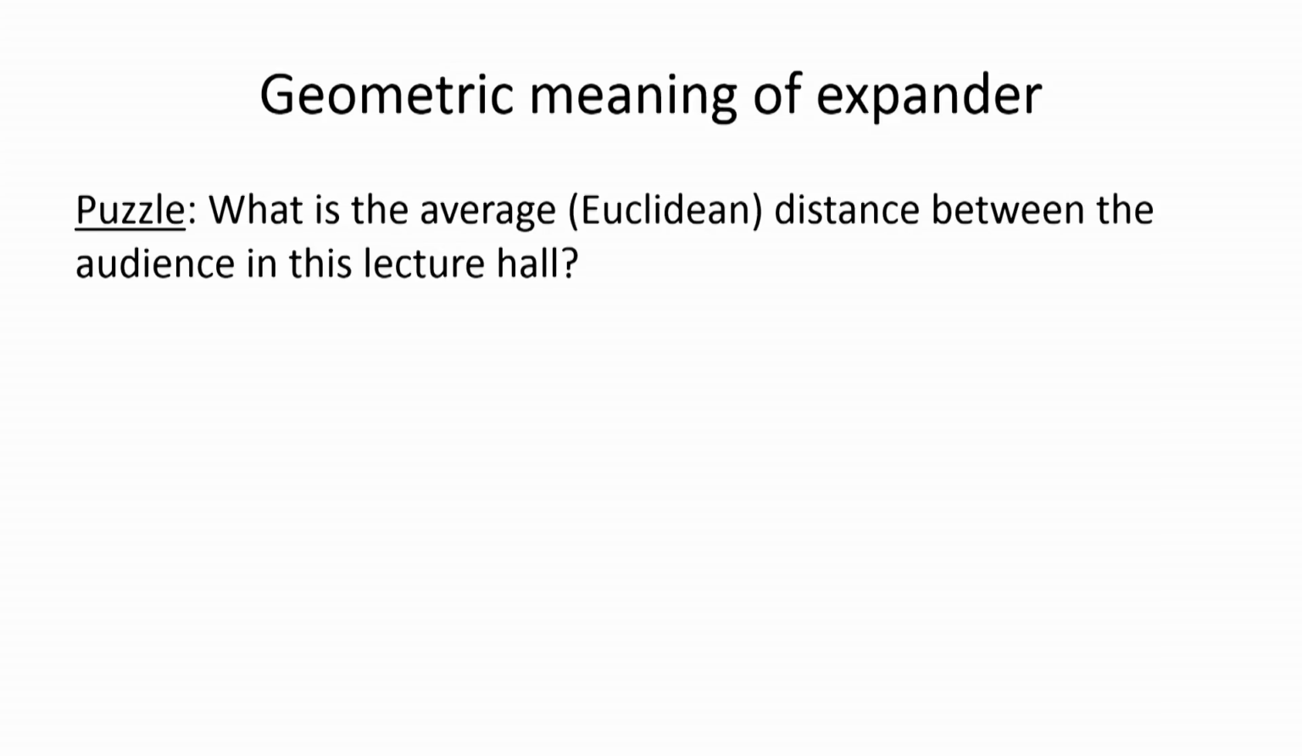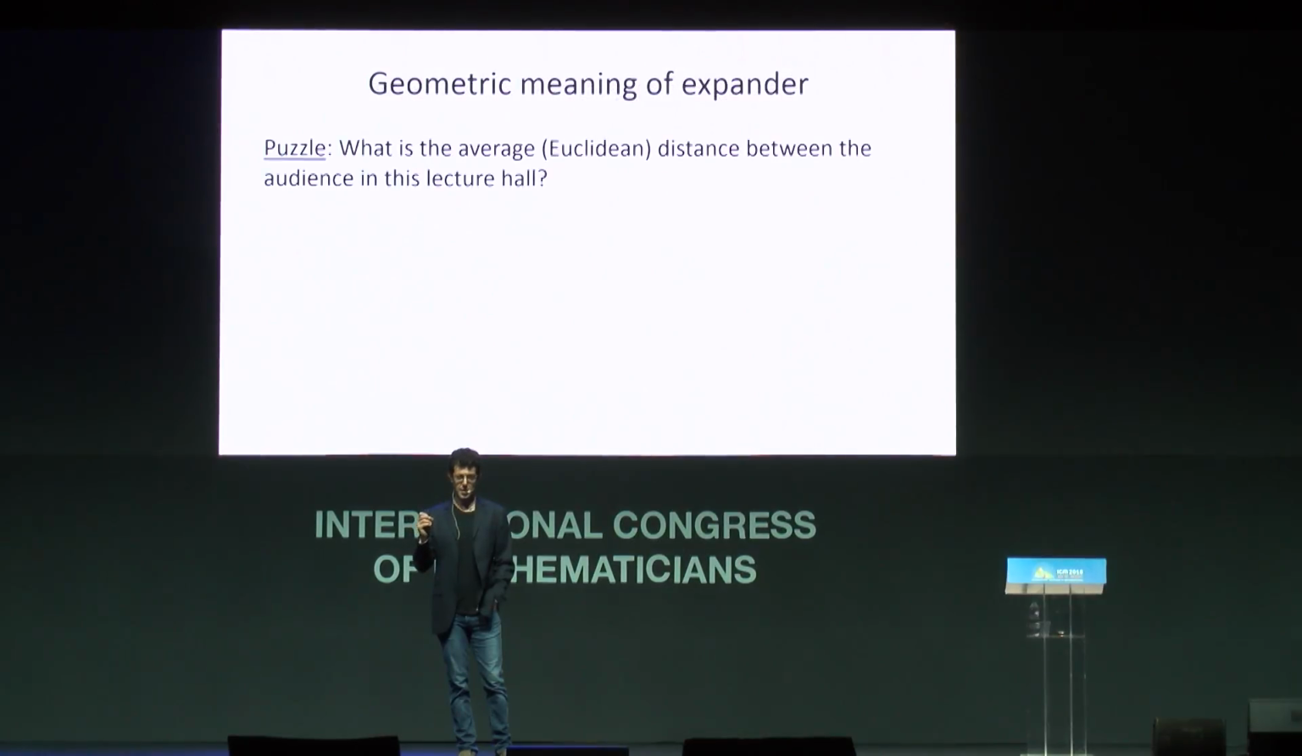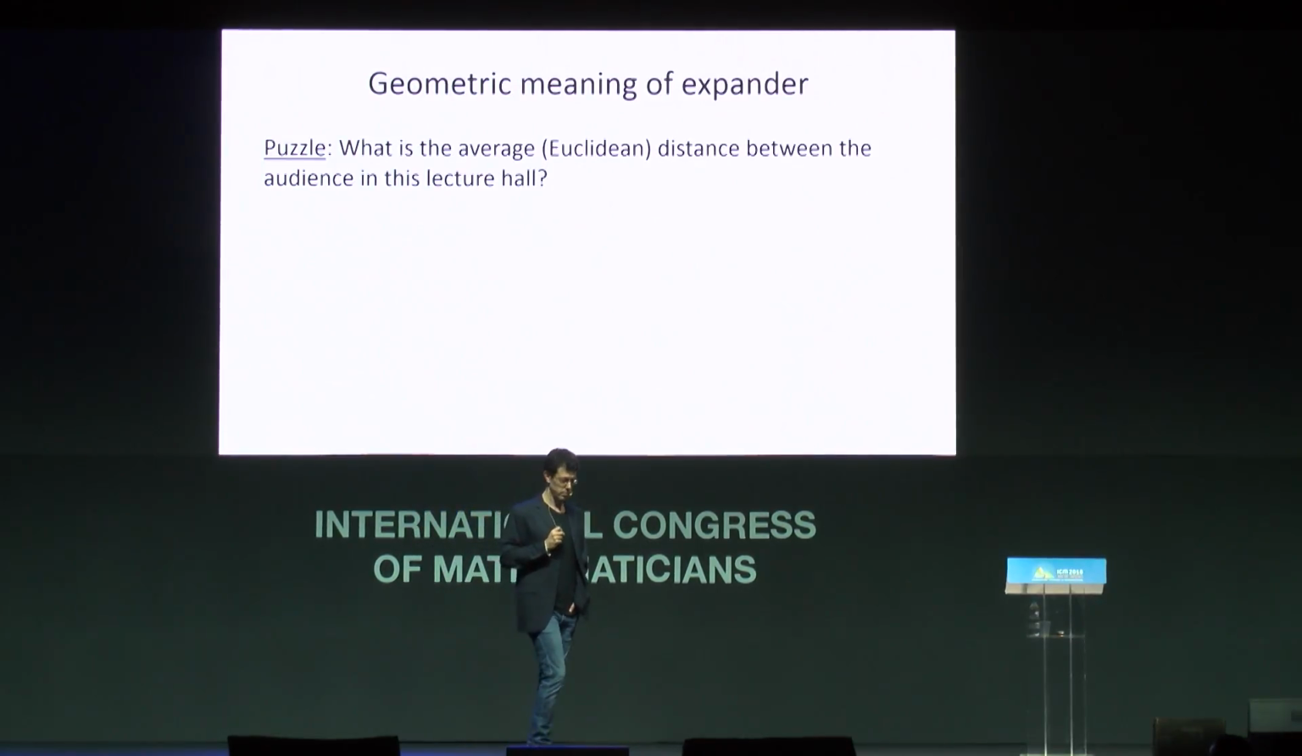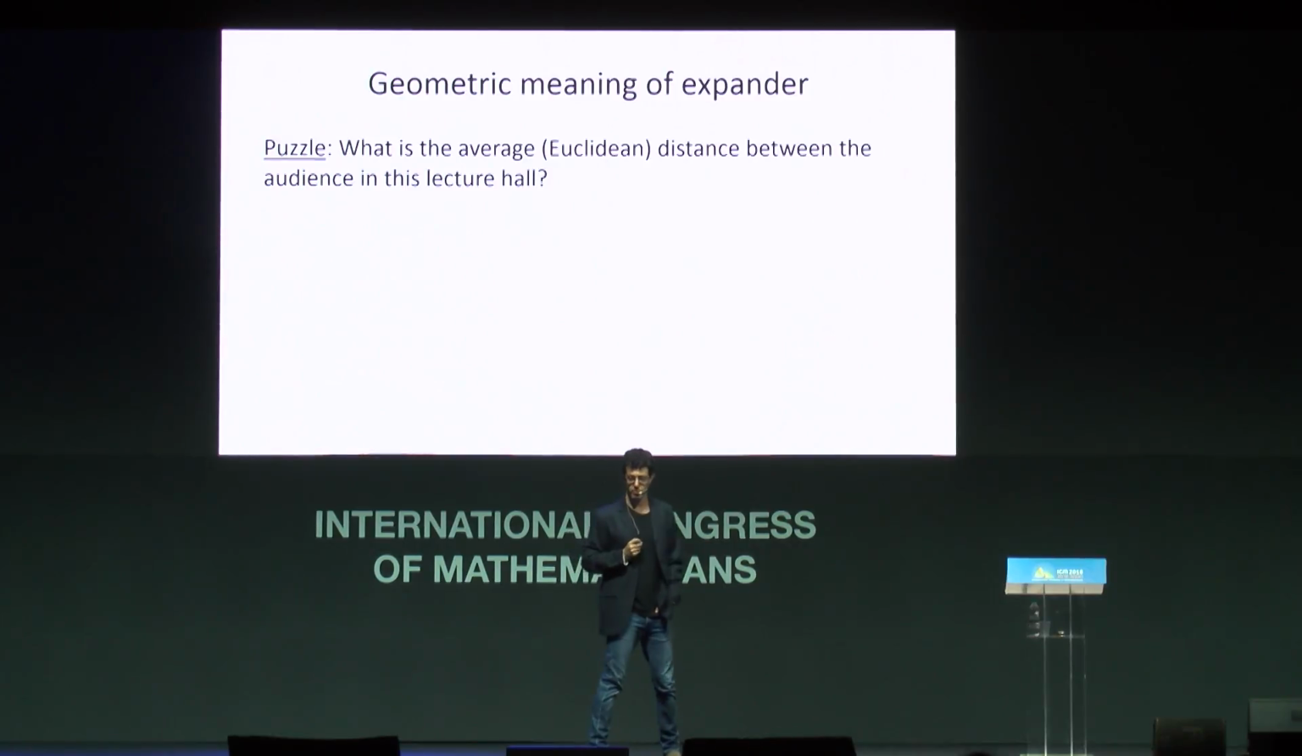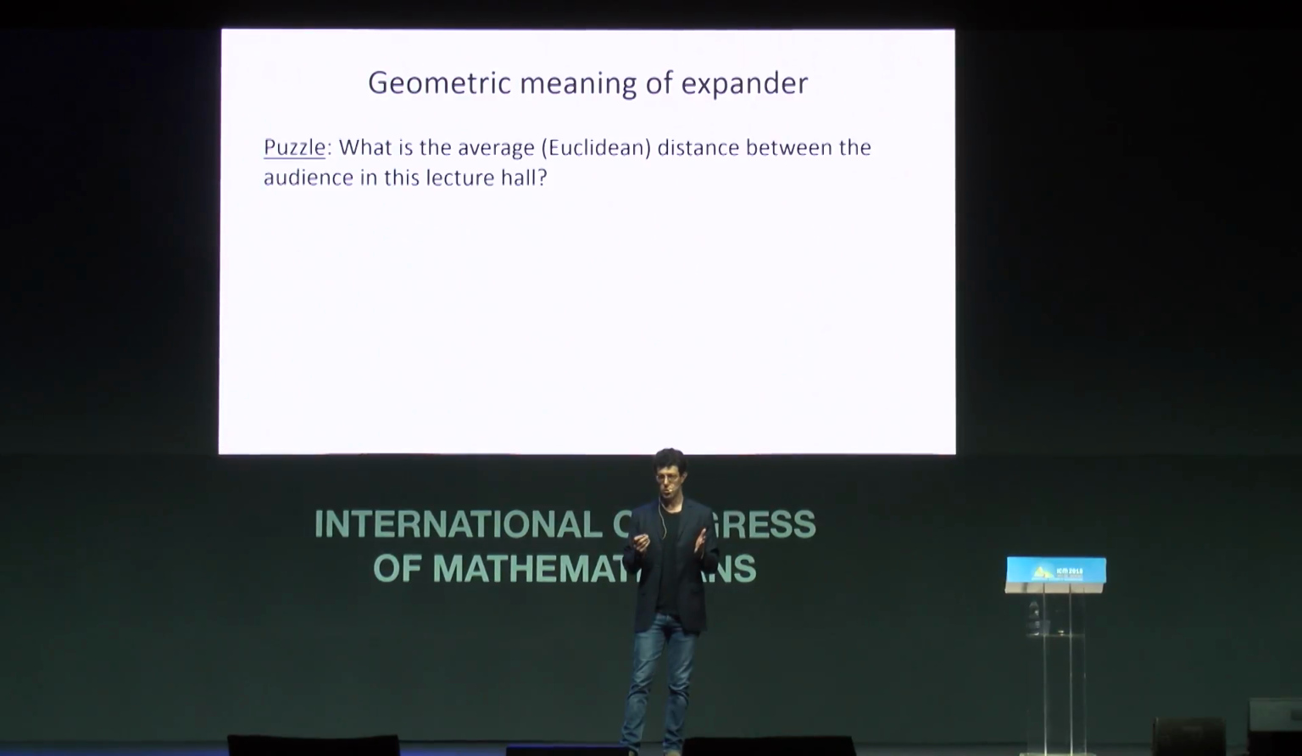So now I want to explain to you a reformulation of what it means to be an expander, and I think it maybe highlights how non-intuitive this notion is. So here's a puzzle. I'm standing here, I'm looking at you, the audience members, and I'm asking, what is the average Euclidean distance between all of you?